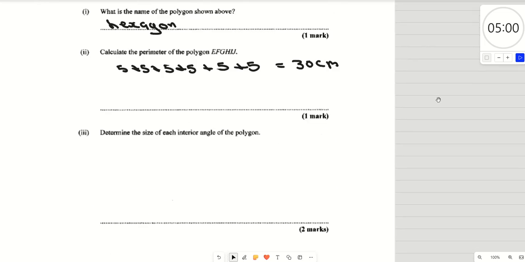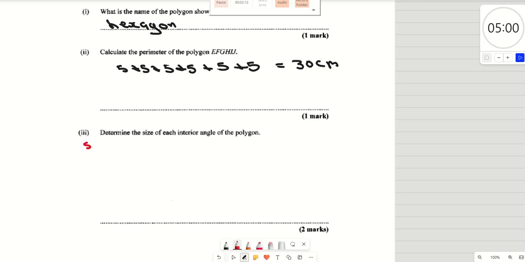Determine the size of each interior angle of the polygon. Now, there is a specific formula that you have to learn when doing this, right? So this is the formula you have to learn. Write it down, please.